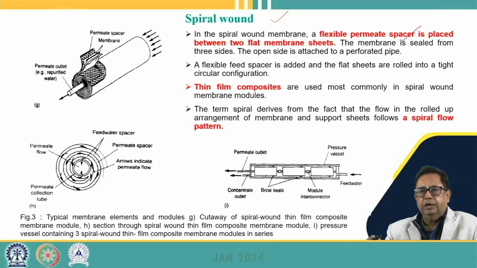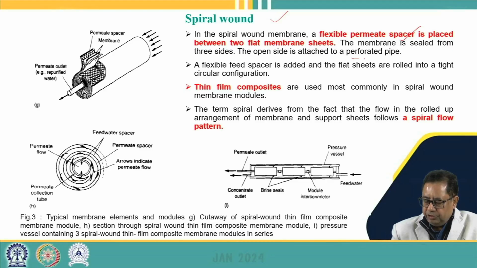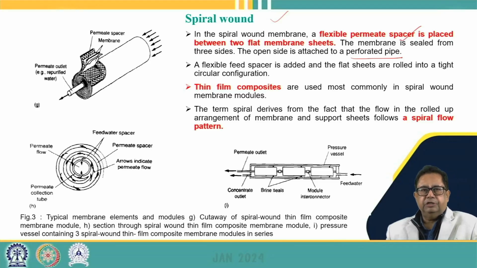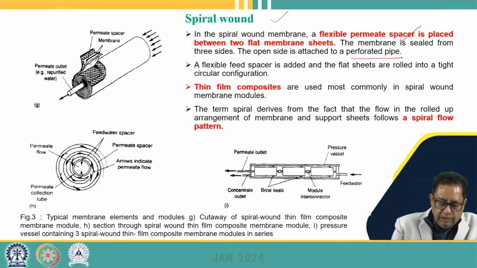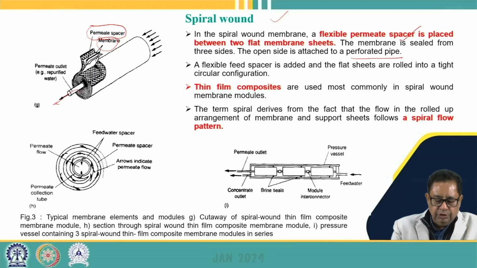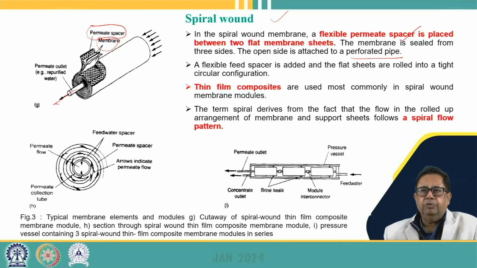Then they are basically arranged in a spiral manner onto the perforated pipe. This membrane is then sealed from three sides. These are the membranes through which the water passes and is filtered, and through the spacers the water comes out. The tube is the permeate outlet, and the thin film composites are wound in a spiral manner onto this tube, with a number of spacers placed in between each flat sheet.